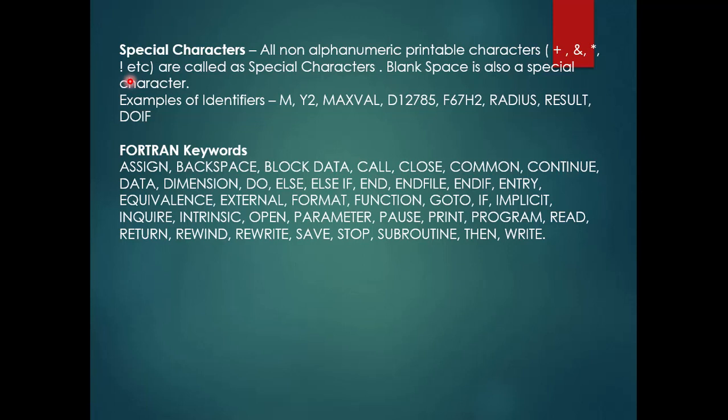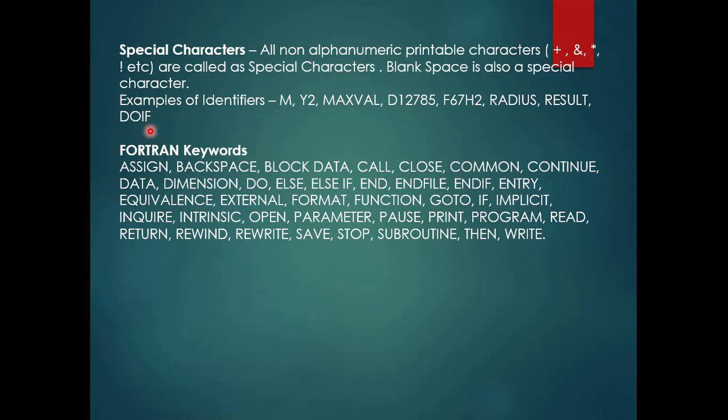So what is an identifier? It is between 1 to 6 characters. In Y2, the first one is alphabetic and the second one is numeric. So it can be MAX, VAL, D12785, F67H2, RADIUS, RESULT, DOI. Likewise, these are some valid identifiers because they do not consist of any special characters or keywords.